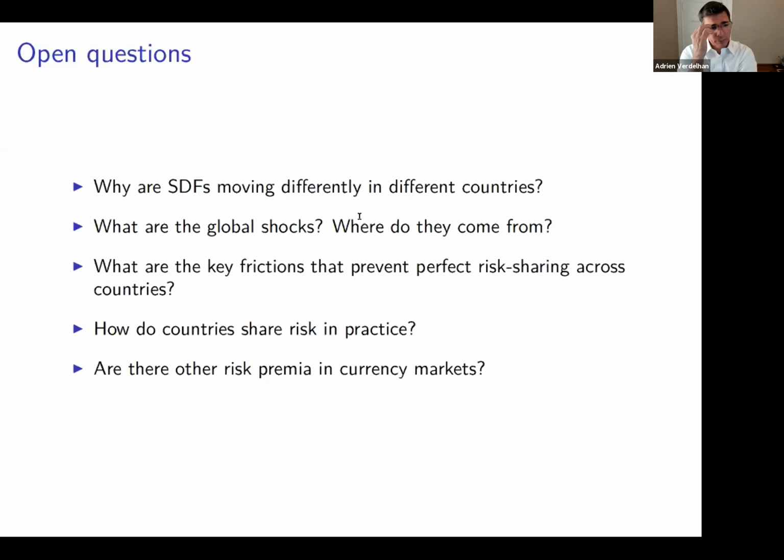So the key frictions that prevent perfect risk sharing and that move the real exchange rate, what are they? It's absolutely not obvious. And leaving the realm of the models, if you just go to very simple, down-to-earth analysis, how do countries share risk in practice? It's one thing to write down a set of contingent claims, but in practice, what do people buy? Who is actually sharing risk across countries? There's very interesting work in international econ on that, but to go beyond that and link it to international finance, there's again an avenue of research there.